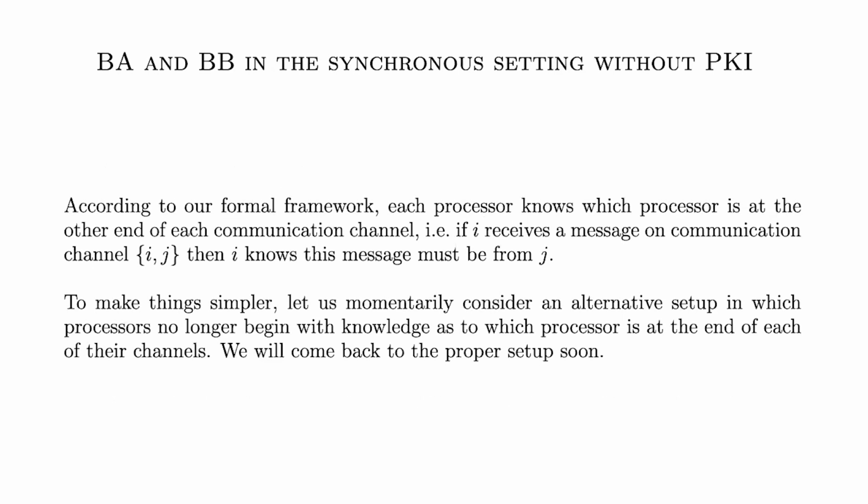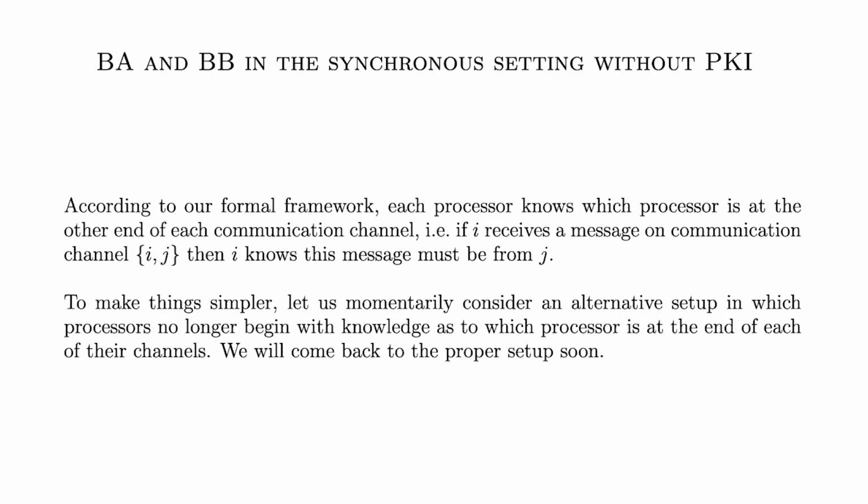Okay, so in order to give a nice proof where you understand exactly why all elements of the proof are there, I'm going to first of all change our formal framework a little bit. And then we'll change it back and give a full proof for the full framework, but the proof will be nicer if we go via a modified version first, okay? So according to our formal framework, the way we set things up, each processor has a private communication channel to each of the processors, and right at the start you know which processor is at the end of each of those channels. So if I'm processor i and I've got a communication channel to j, then right at the start of the protocol execution, I know that j is at the end of that channel.